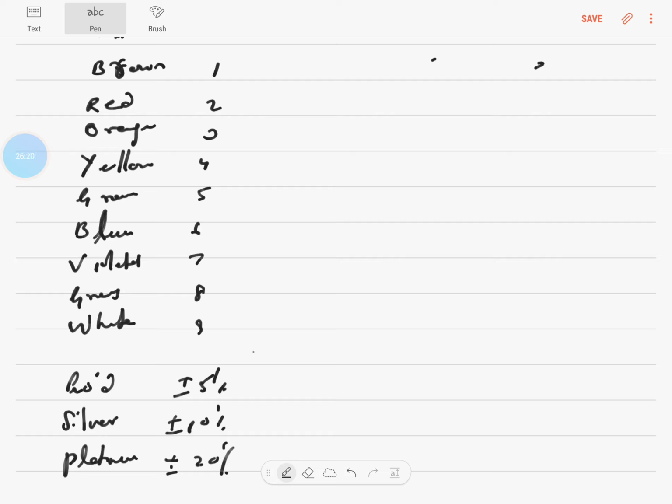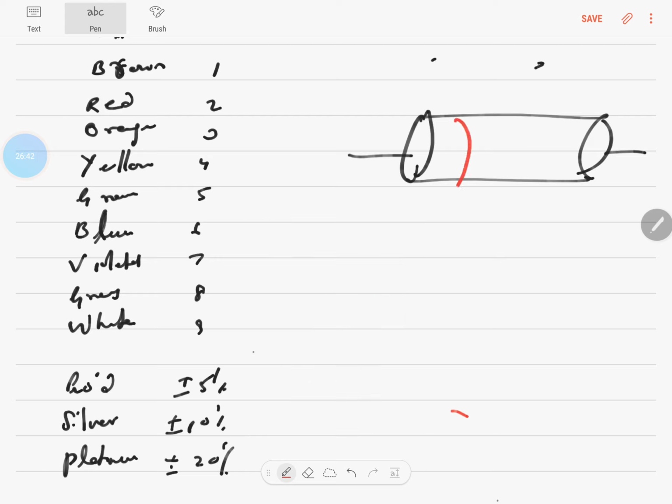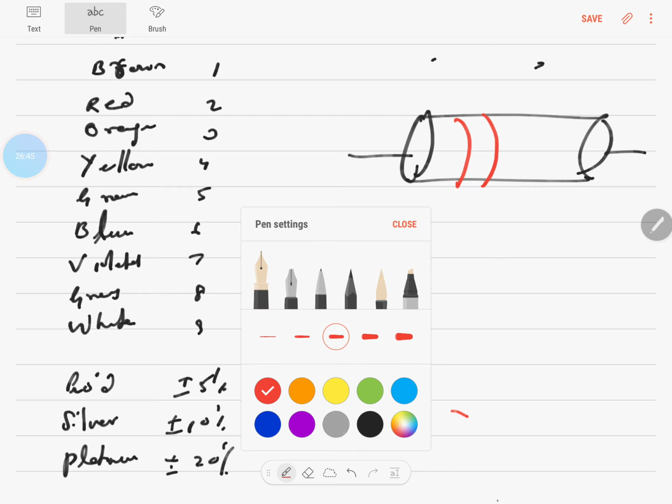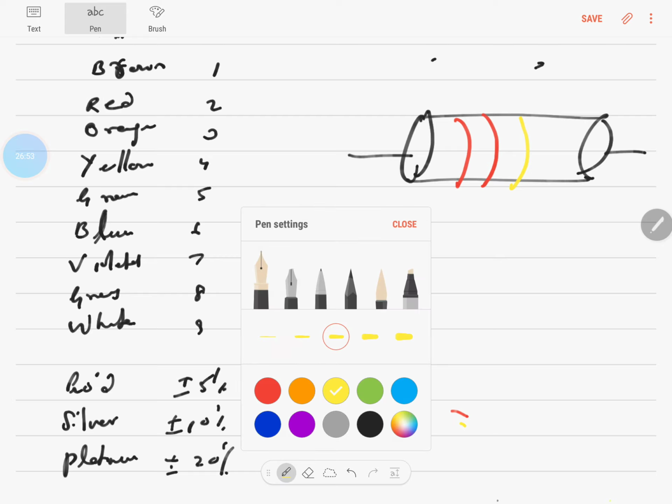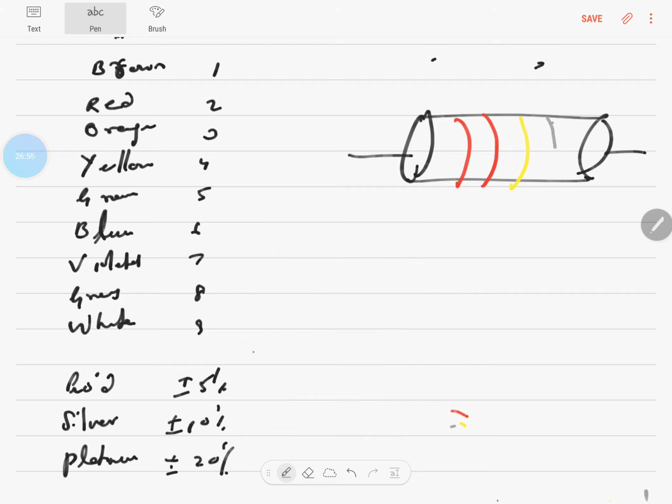So let me do an example of a carbon resistor for you, because that's an important question which keeps coming in the exam. Supposing you have a carbon resistor like this, a very tiny resistor available in your lab. Supposing you have a red color and a red color, and then a yellow color, and a gold, or a silver color. Let me consider that this is silver.